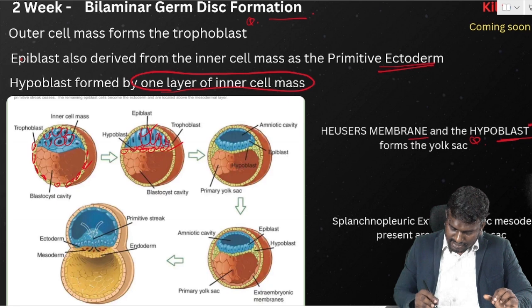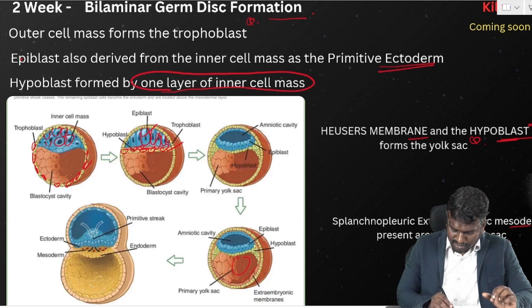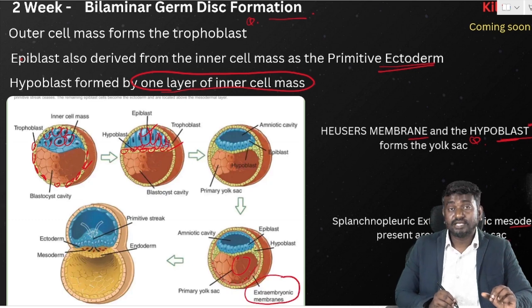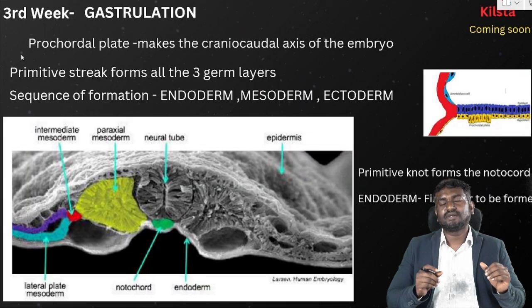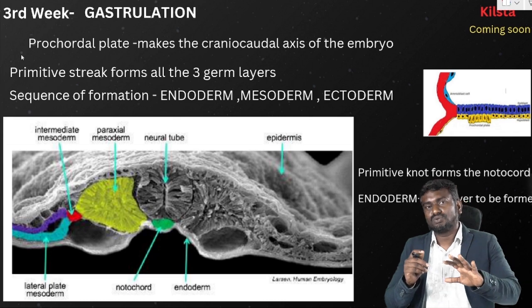Good. Next, here we can see the yolk sac. The splanchnopleuric extra embryonic mesoderm is present around the yolk sac. Yes, these are going to be these layers here. This is going to be present around the yolk sac. It is called the extra embryonic membranes.